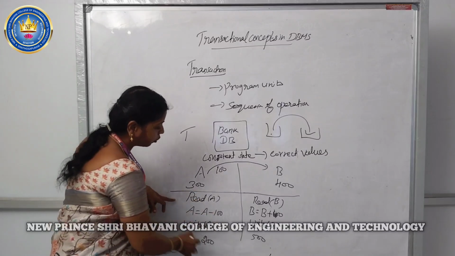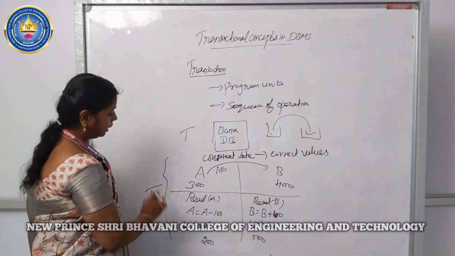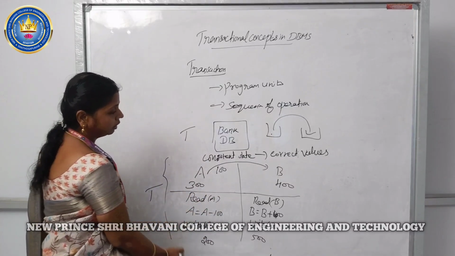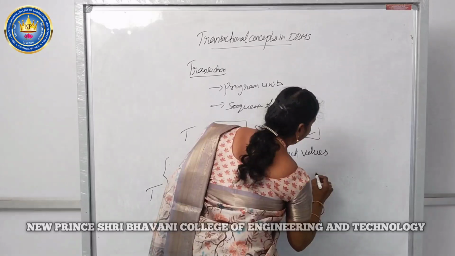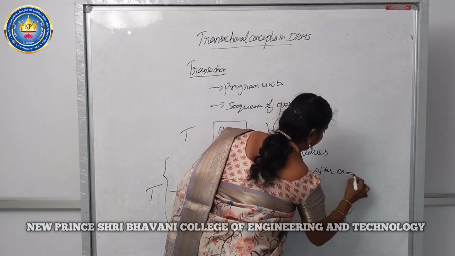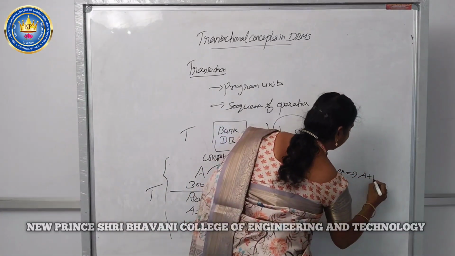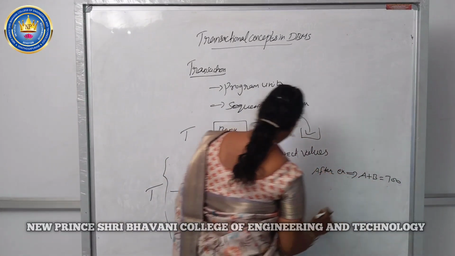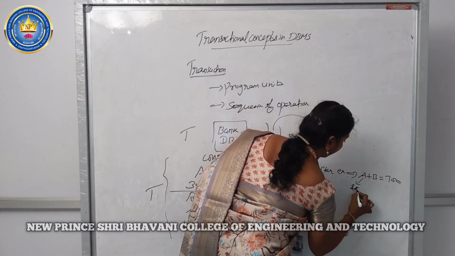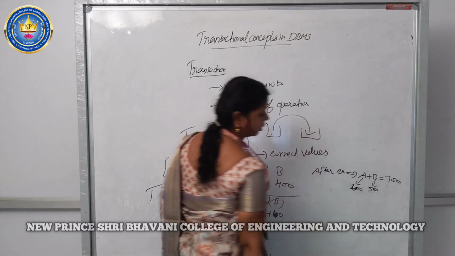This is the sequence of operations. We will consider this as a transaction T. It contains a sequence of operations. After executing this transaction, it will produce the output, that is, after execution A + B = 700. That is, A's amount 200 plus B's amount 500, so 700.